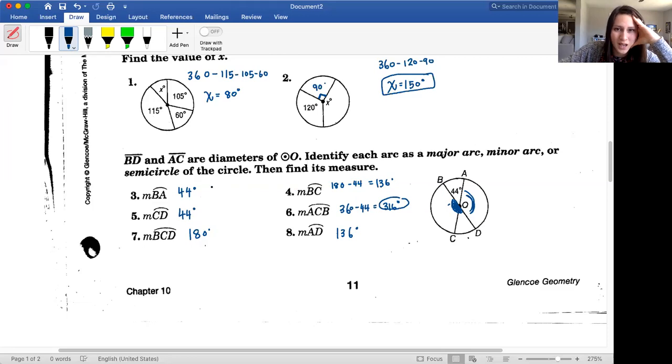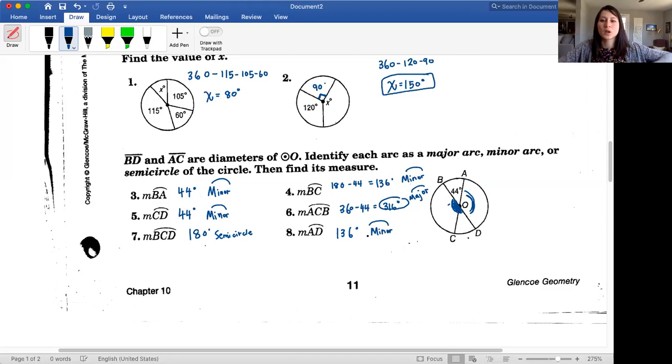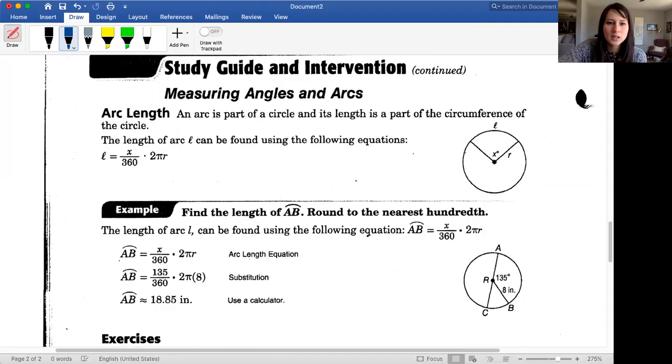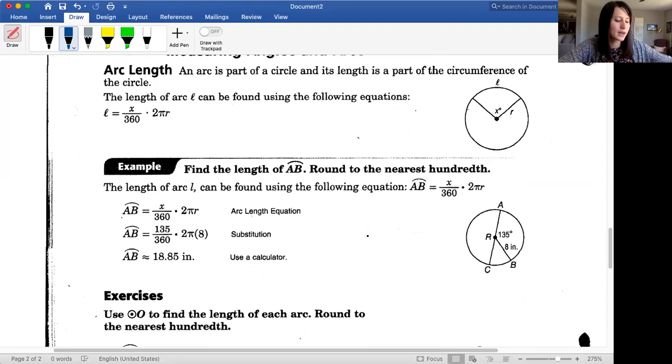So let's name them. So this is a minor arc. And I'm going to do this minor arc just to cheat a little bit. Minor arc. This is a semicircle. This one is also a minor arc. It's less than 180 degrees. And then this one is major arc. And this is a minor arc. So there's really only one major arc. Okay, and that's it. So let's take a look at this next part, and we're gonna write some more notes.